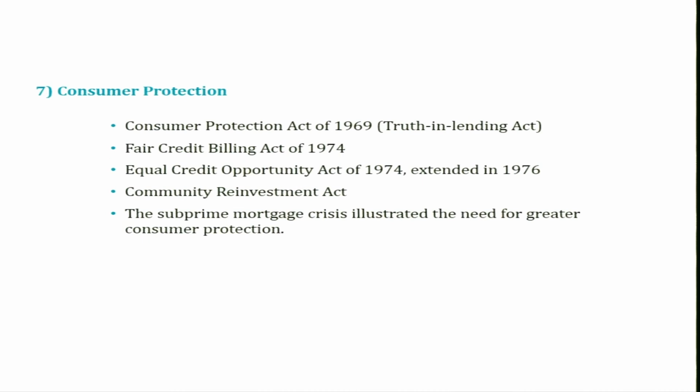Coming to the next one, this one is called the Consumer Protection Act of 1969. In the US there are a series of legislation to protect the welfare of the investors: the Consumer Protection Act of 1969, the Fair Credit Billing Act of 1974, the Equal Credit Opportunity Act of 1974, and the Community Reinvestment Act. And all these are relevant because the subprime mortgage crisis illustrated the need for greater consumer protection.